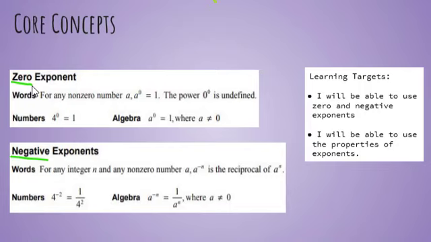So when you're dealing with negative exponents, the sign of the number doesn't change. The only sign that changes is on the exponent, and it becomes positive once you flip it.